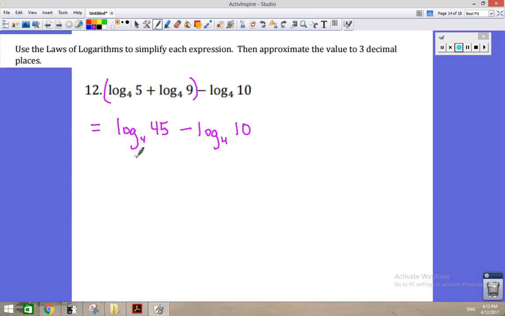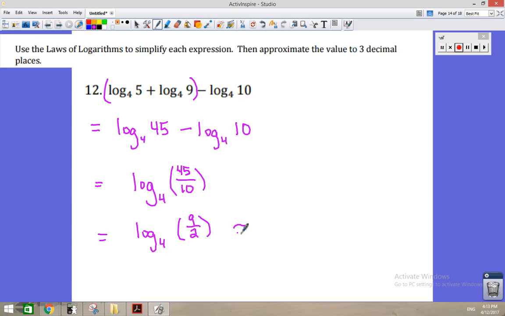All right. Subtraction of two logs can be written as a single logarithm if you write it as a fraction, and the numerator is 45 and the denominator is 10. Alright, so both of those are divisible by 5, so I can reduce that fraction to 9 over 2.